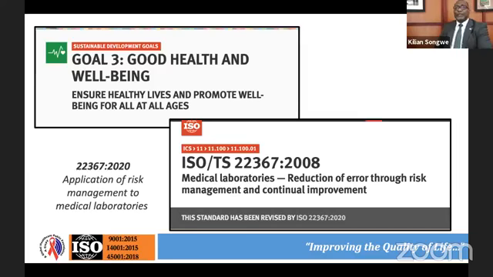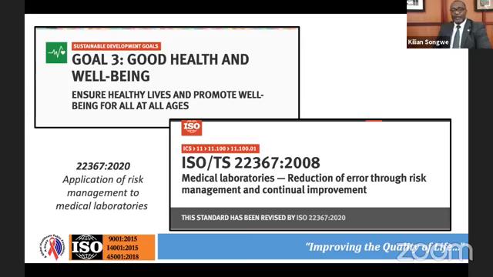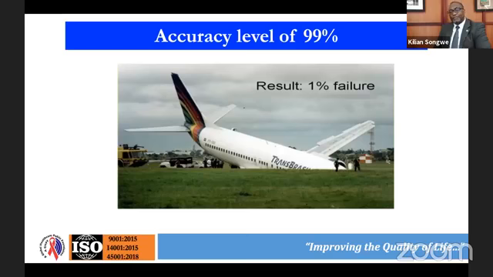So when 22367 was revised in March, it's now called Application of Risk Management to Medical Laboratories. Application of risk management to medical laboratories, and this bears heavily on ISO 15189, which is the standard that medical laboratories use to go for accreditation.